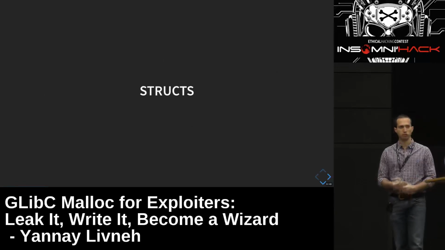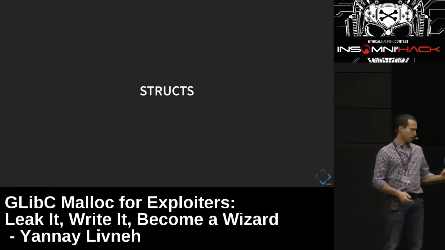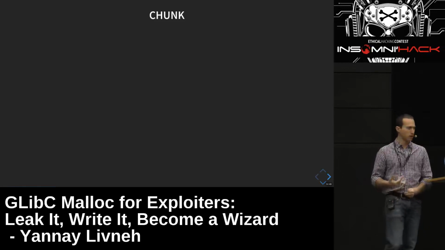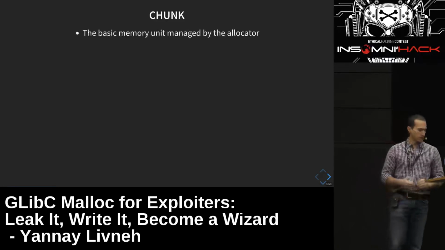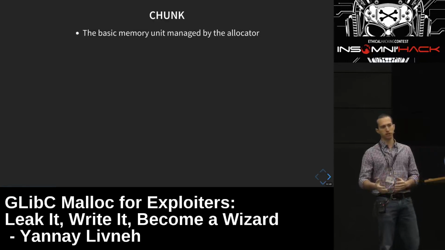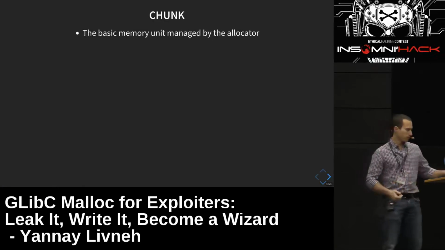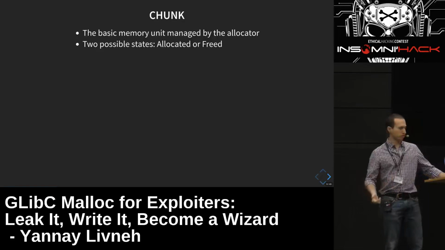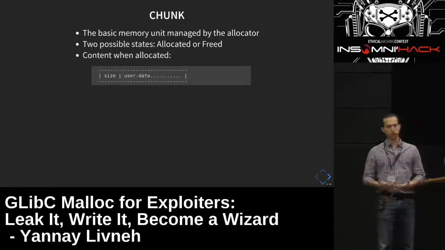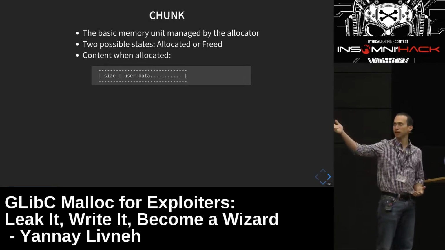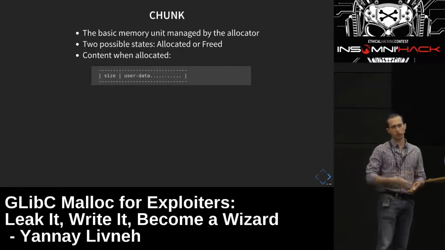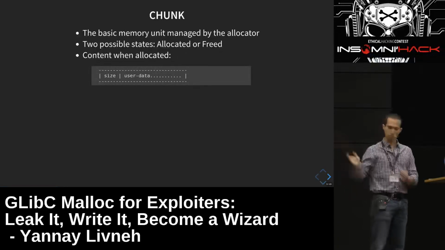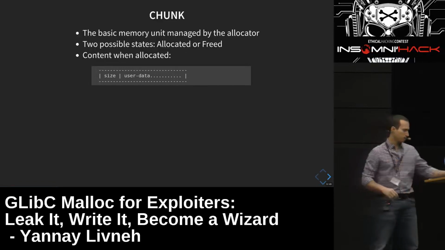Then to help implement all this functionality, internally there are some structs used. We start with the chunk, which is a logical structure. It's not exactly how it is in the C code, but this is what you would see in memory. Chunk is the basic memory unit used by the system to allocate and deallocate memory. Chunks can be in two possible states. They can be either allocated to a user or freed. When they're allocated, basically a chunk looks like this. You have the size, the header, and then you have the user data. The user receives a pointer to the user data. So users write their data in the user data area, and right before the pointer to the user, you'll see the size.